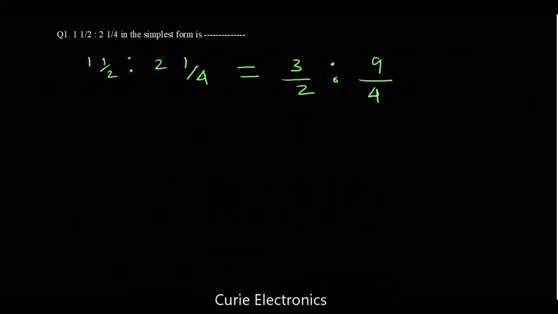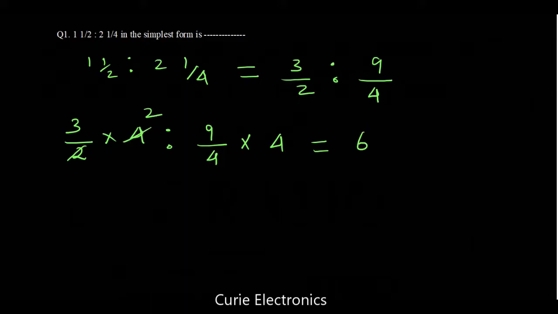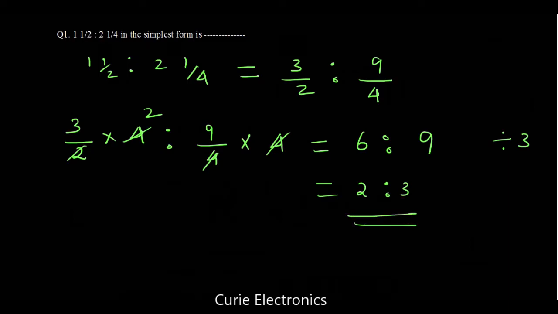Now I have to simplify this again. So what I do, 3 upon 2, both numbers I will multiply by 4. 9 upon 4 multiplied by 4, which equals, what happens? We'll get 6 is to 9, the 4 cancels. Again we can divide this by 3. What you have to do? Divide both by 3. So we'll get 2 is to 3. So the answer is 2 is to 3. That is the simplest form.